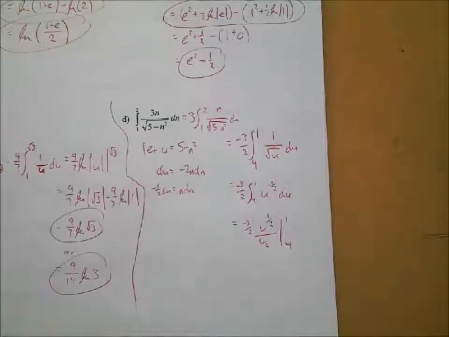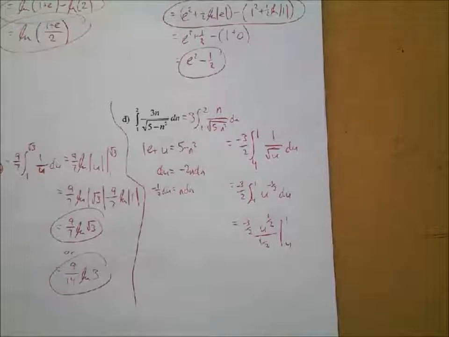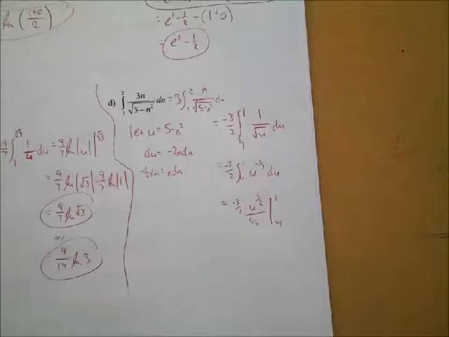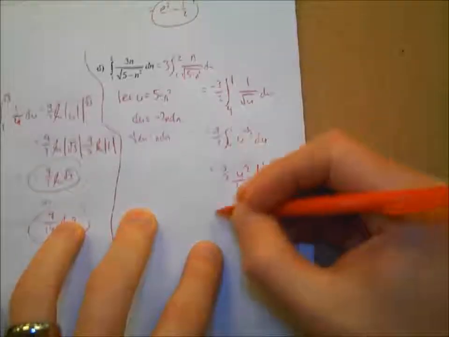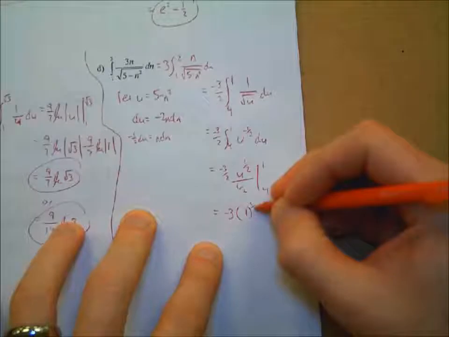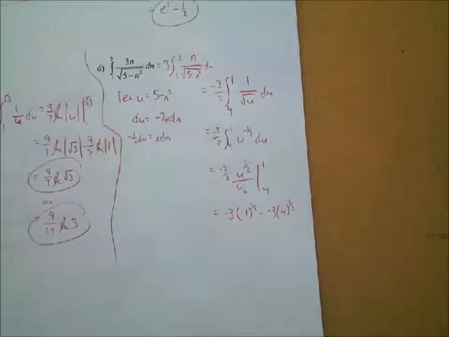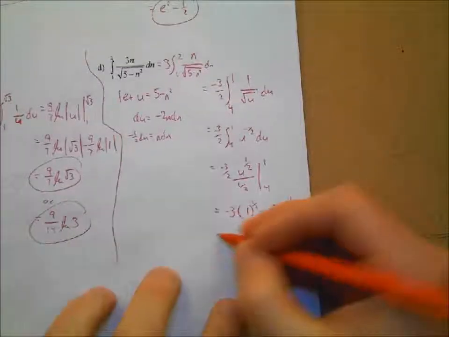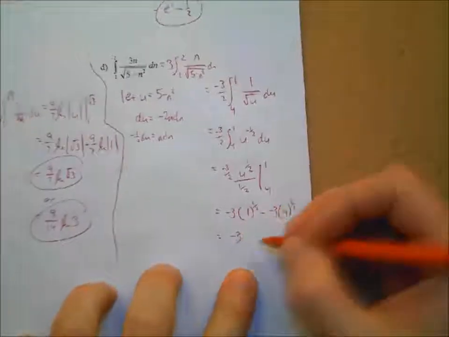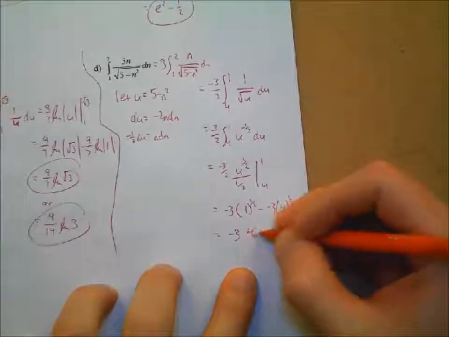Okay. Watch out, right? Just because we have a fraction, don't automatically assume it's going to be natural log. In this case, we have a square root in our denominator, which makes it u to the negative 1/2. And so this becomes negative 3 times 1 to the 1/2 minus negative 3 times 4 to the 1/2. So negative 3, and 4 to the 1/2 is 2, times 3 is 6, so plus 6, so 3 is our final answer there.